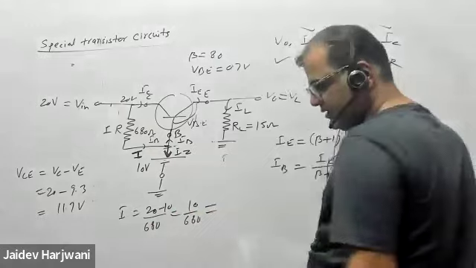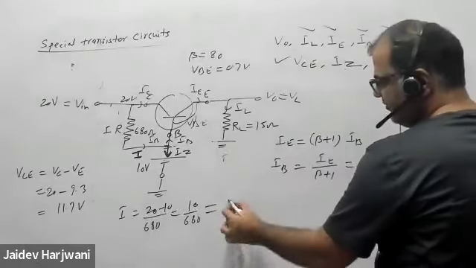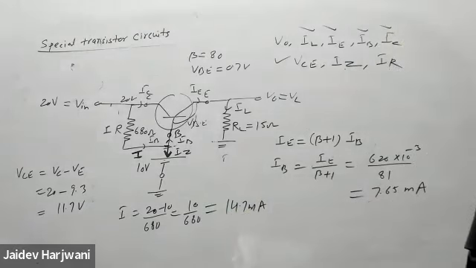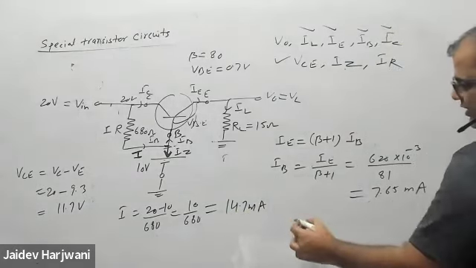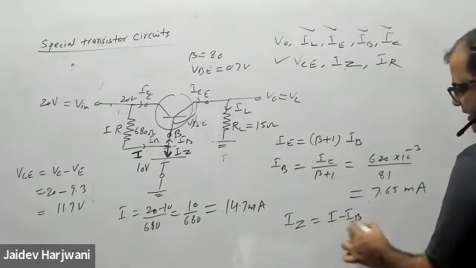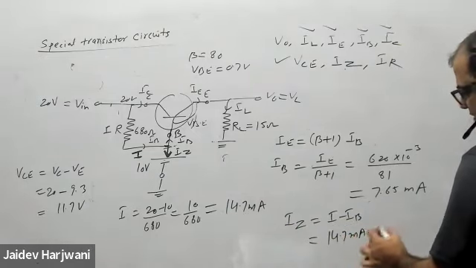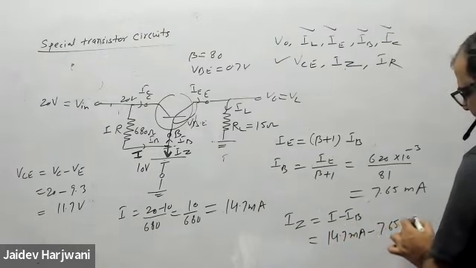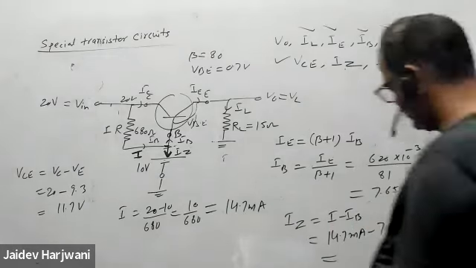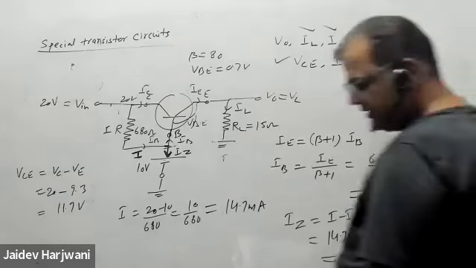How much is coming? 14.7 milliampere. This is your I. And now if I want IZ, IZ will be I minus IB. I is 14.7 milliampere minus IB is 6.75 milliampere. You can calculate how much is coming. Almost 7 milliampere.